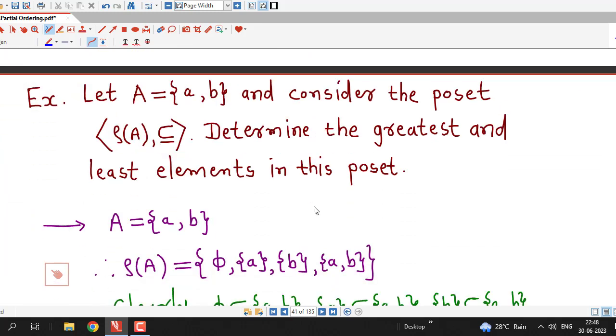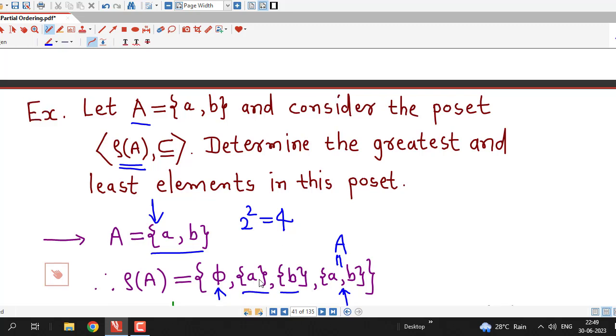Now I am taking this example. Suppose I have a set A having two elements and we are considering the partially ordered set which is the power set of A with inclusion relation, and we have to determine the greatest and least elements in this partially ordered set. Here set A has two elements, therefore its power set has four elements. There are four subsets of this set A. So I have written these four subsets. Trivial subsets are the empty set and set A itself, and the other two subsets are the set containing a and the set containing b.